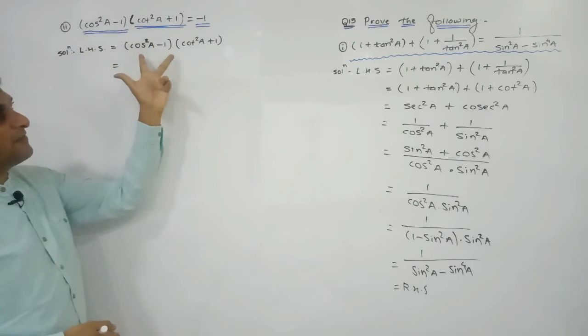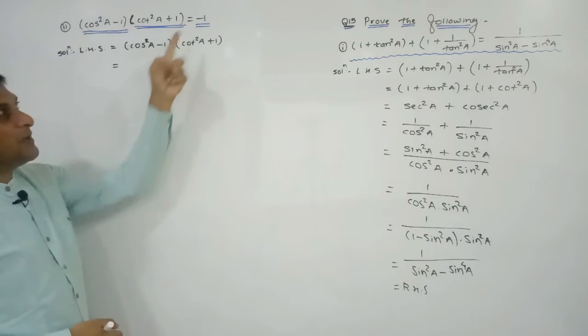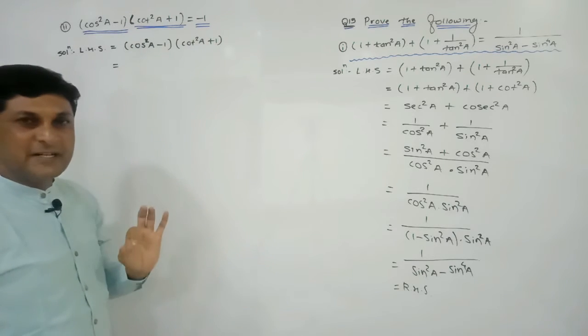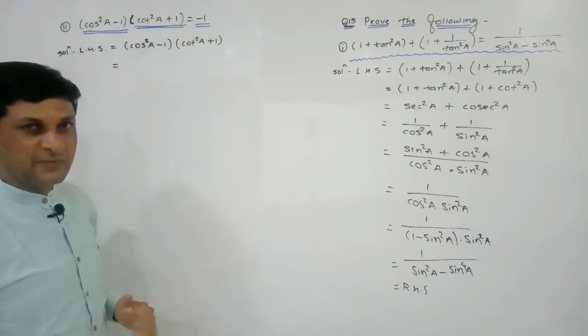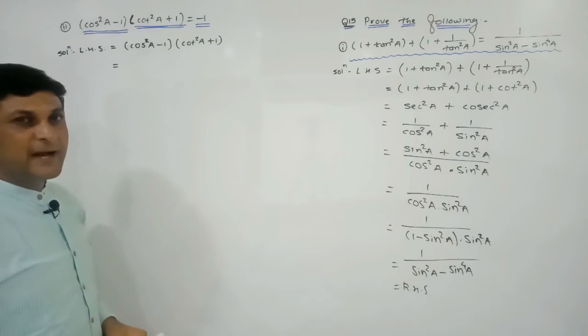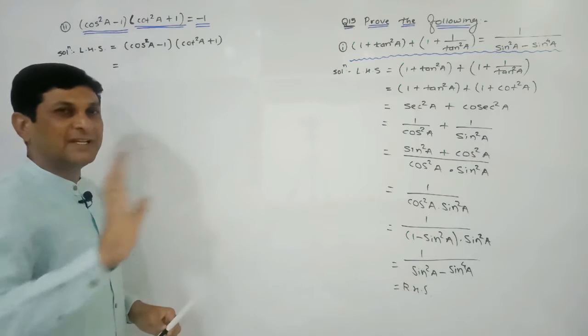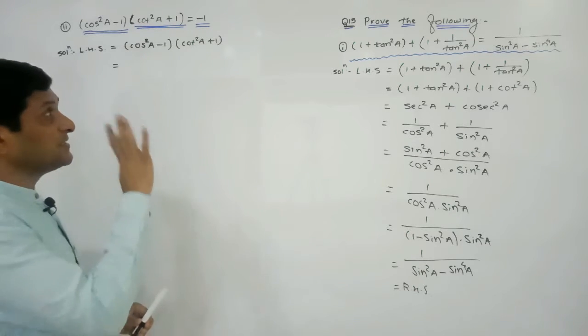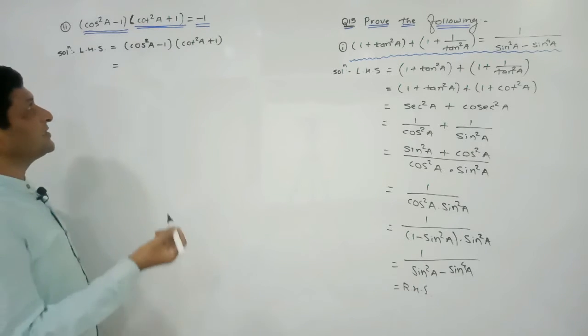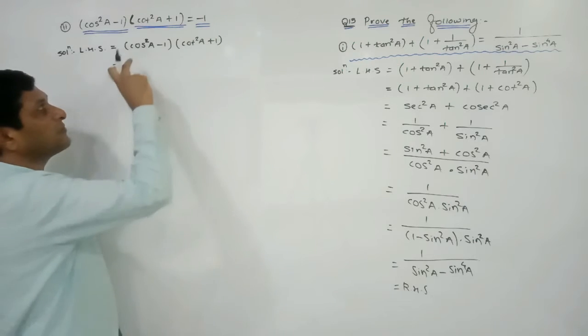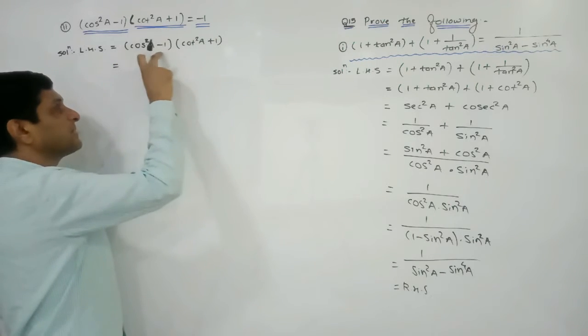So consider the left hand side. By simplifying it, we have to show that its value is equal to the right hand side, which means we have to show that its value is equal to what? Minus 1. Minus 1 means we have to simplify it in such a way that all the terms will get canceled, and the remaining term should be minus 1.